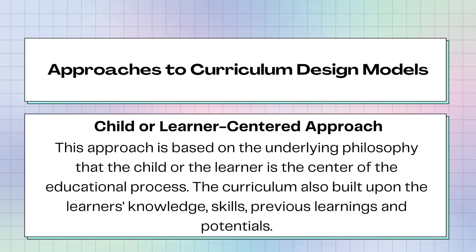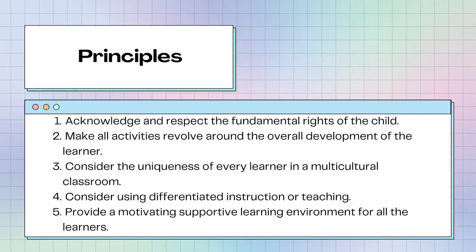From its design, how should a child-centered curriculum be approached? So let us consider these principles. Number 1, acknowledge and respect the fundamental rights of the child. 2, make all activities revolve around the overall development of the learner. 3, consider the uniqueness of every learner in a multicultural classroom. 4, consider using differentiated instruction or teaching. And lastly, provide a motivating, supportive learning environment for all the learners.